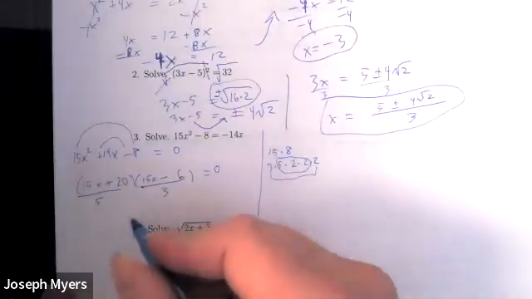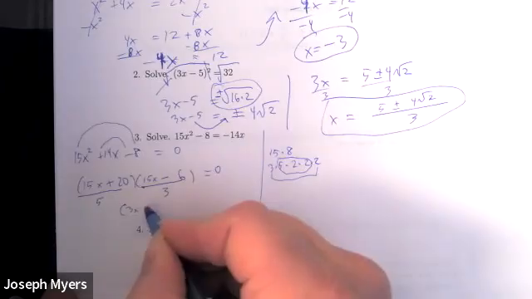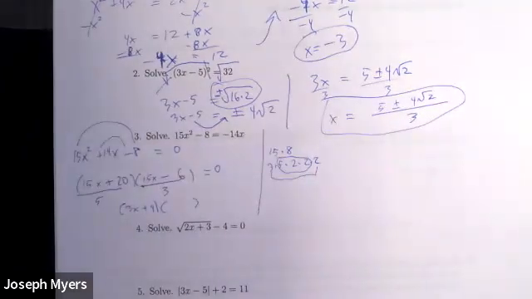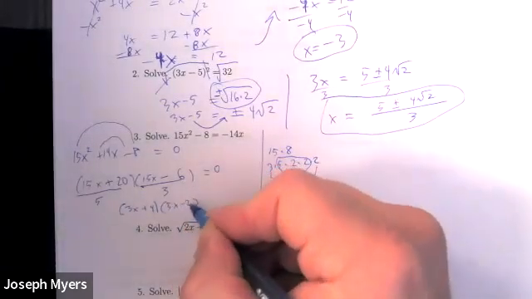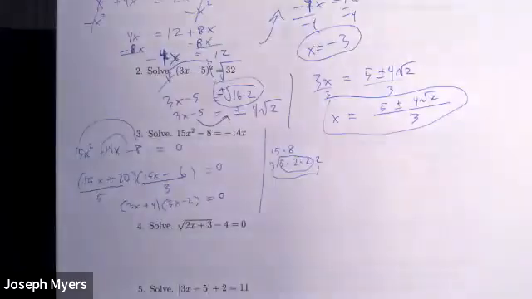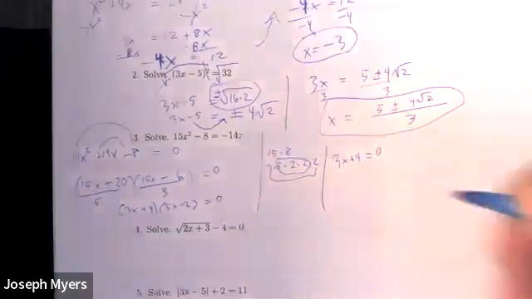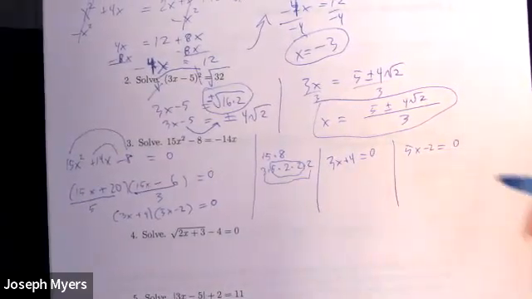So 15x plus 20, if you divide it by 5, will only leave you with 3x plus 4. And 15x minus 6, if you divide it by 3, will only leave you with 5x minus 2. So we get 3x plus 4 times 5x minus 2 equals 0. Then to finish solving it, you just set each of those equal to 0. 3x plus 4 equals 0, and 5x minus 2 equals 0.